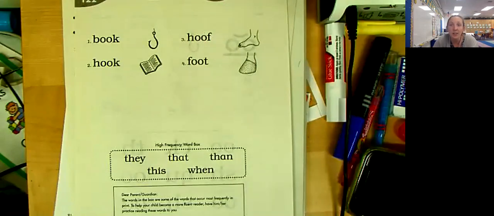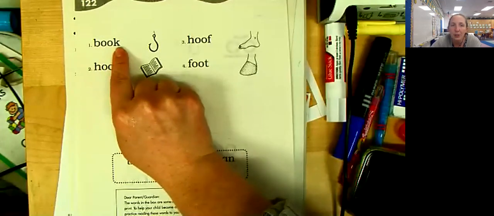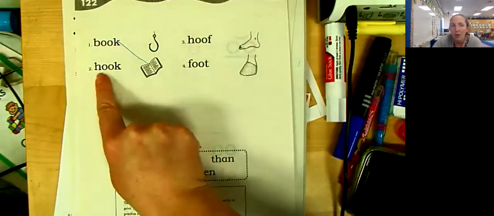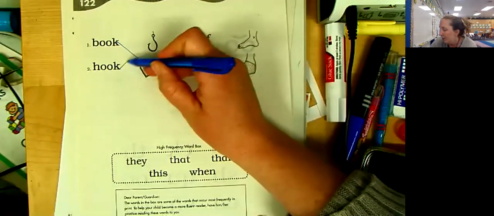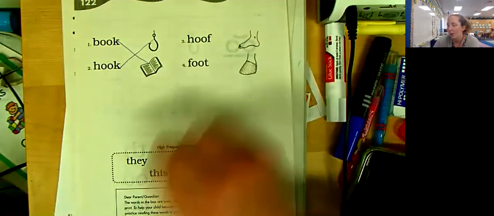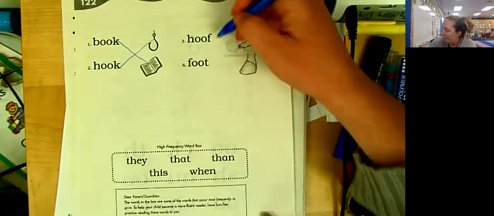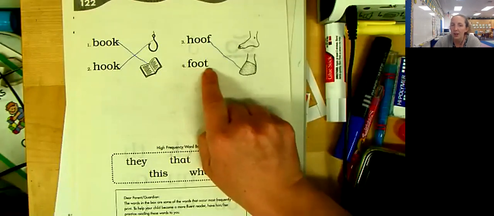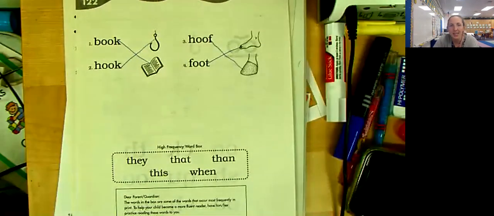Okay, we need to read these words and draw lines to the pictures that go with them. So let's blend. Ready? B, k, book. This is a book. Hook, hook. This is a hook. Hoof. And this is a foot. There we go. Good reading.